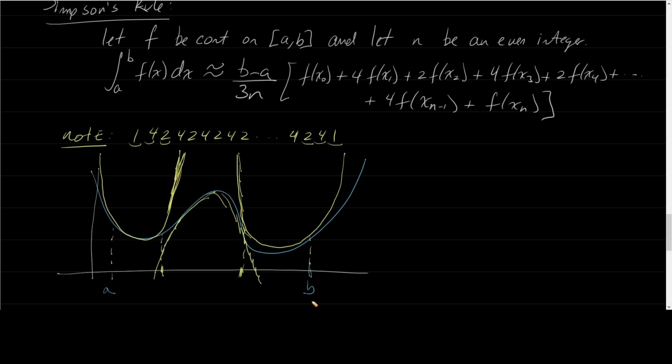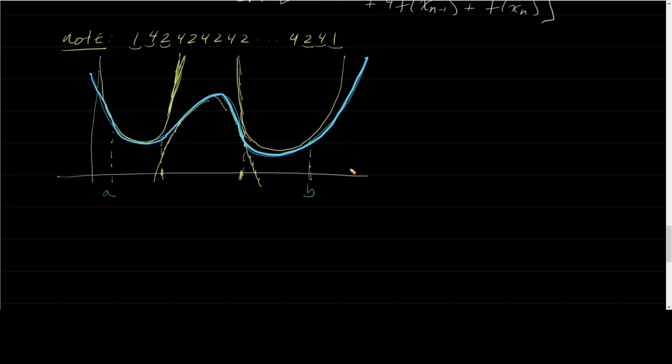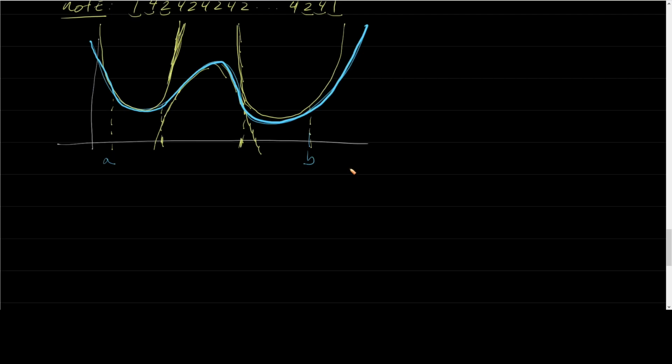And again, the curve there is in blue. Perhaps I'll make that a little bit more clear. So we have here, this is our function in blue, and in yellow is our approximation. So again, we're using parabolas to approximate this. So let's do an example here.